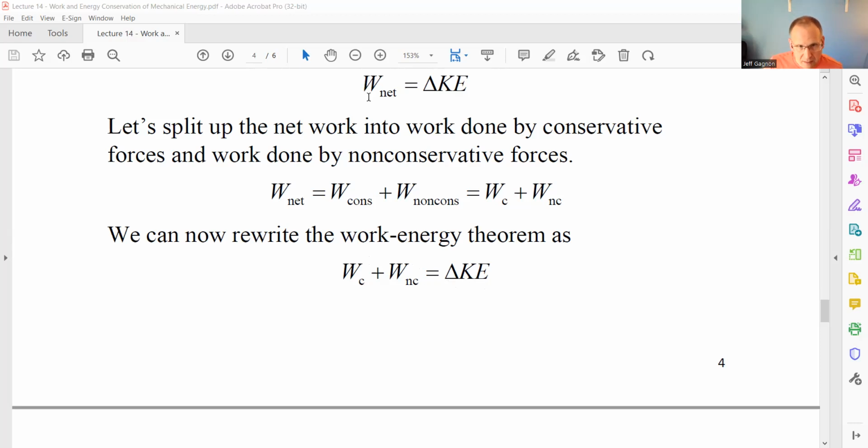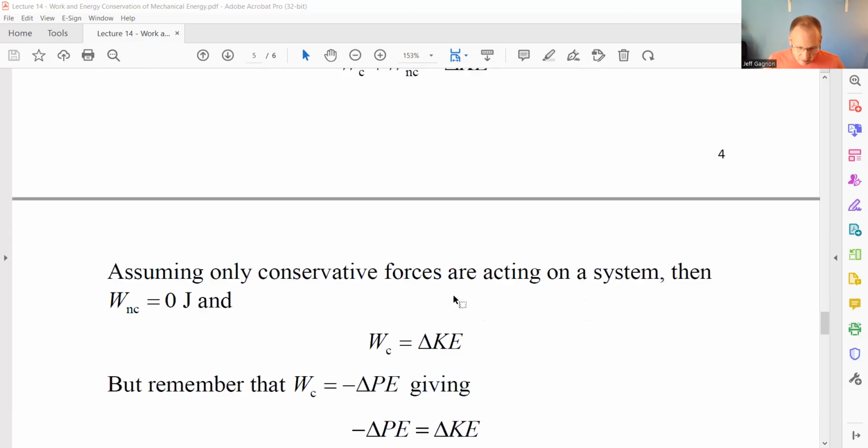Okay, so all I did again is rewrite the net work as the sum of these two, the work done by conservative plus the work done by non-conservative forces. Now, let's assume that only conservative forces are acting on a system, or if there are non-conservative forces, they're not doing any work on the system. I'll explain that in a second, because you could have a non-conservative force that is not doing any work because the force is perpendicular to the displacement. So that could be a case.